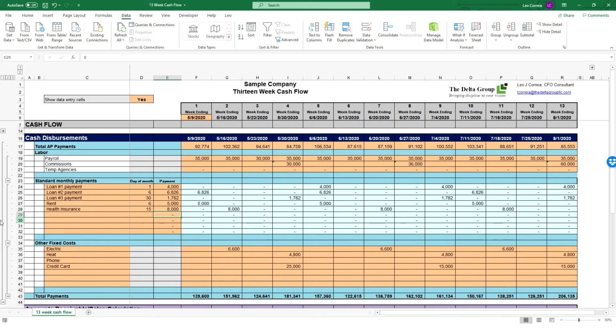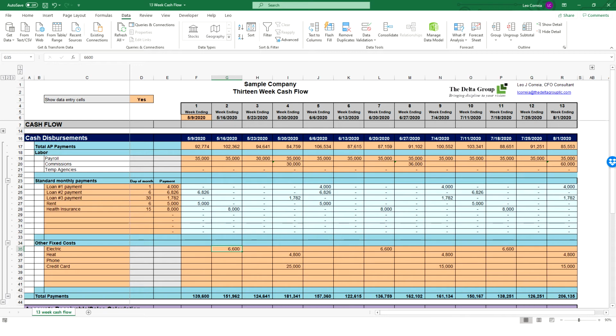The last section is the other fixed costs. These might be something that you choose not to put into the standard monthly payment section because they vary in dollar value, and you may want to manage these directly. We put them out here because we may want to move them out a particular week. For example, for an electric bill I have in week 2, I have $6,600.